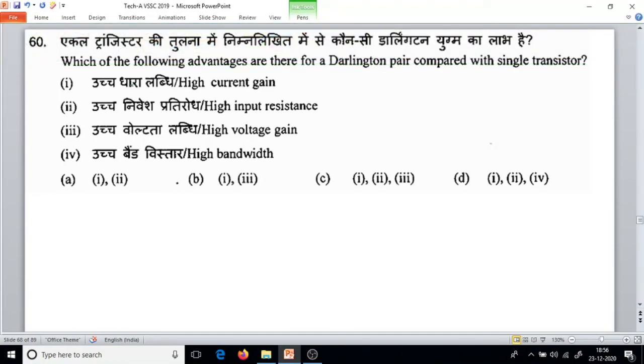So question number 60. Which of the following advantages are there for Darlington pair compared to a single transistor? Darlington pair we will use when we need high current gain and high input resistance. But voltage gain is not there, it is almost unity. So the answer is 1 and 2, option A.